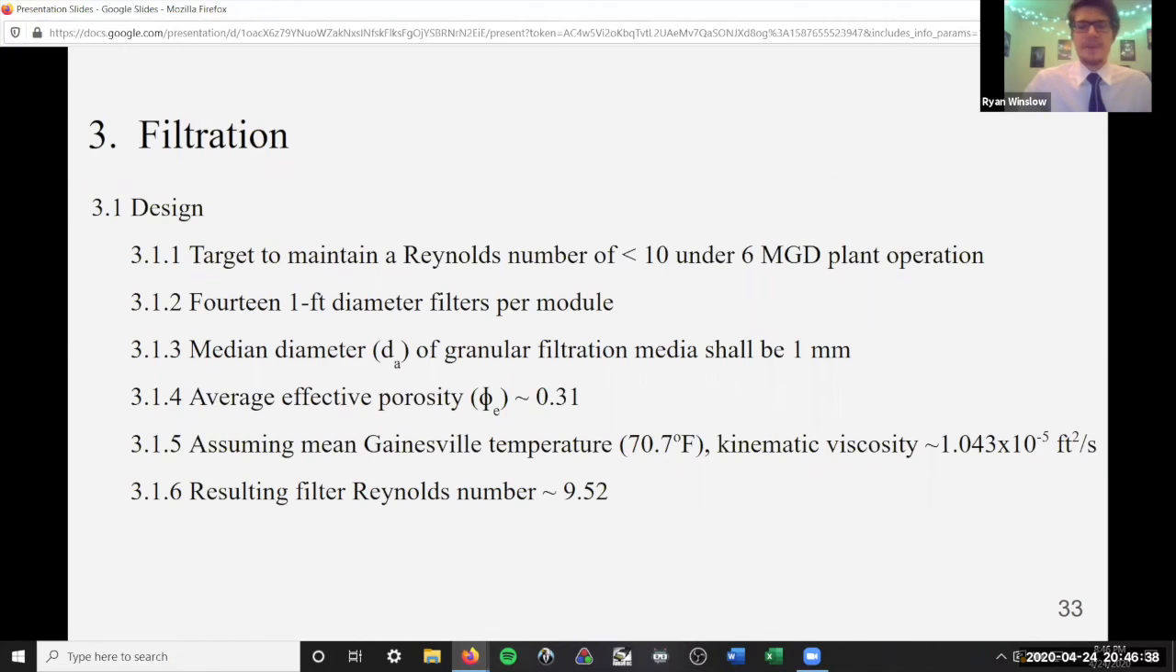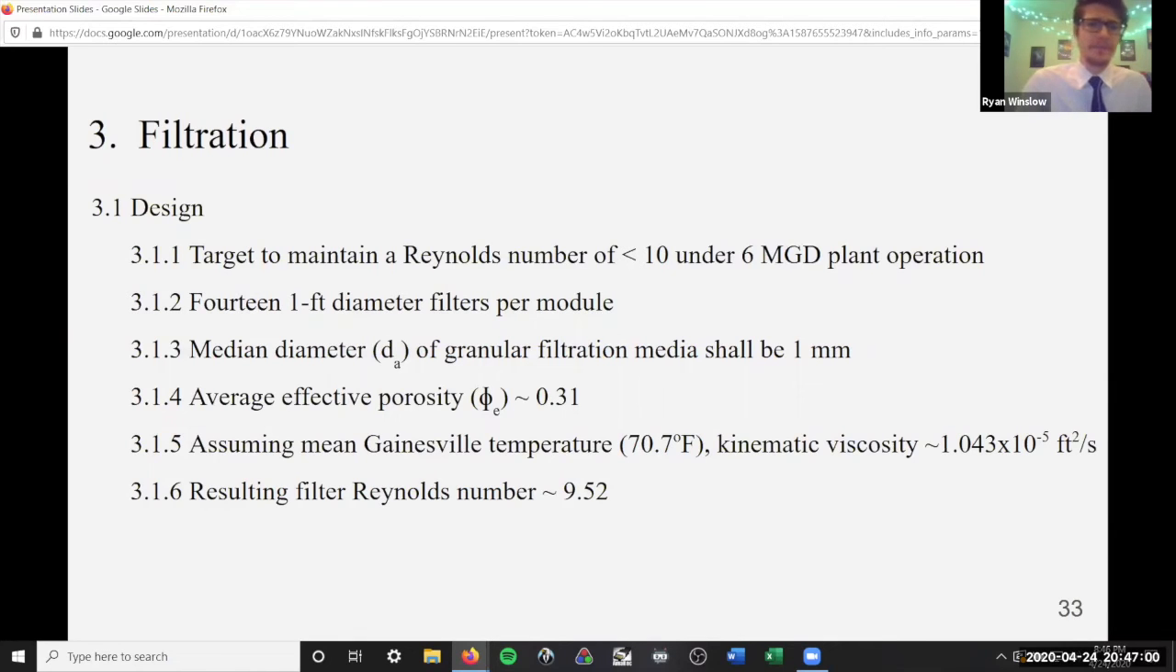The filters are to remove the photocatalyst substrate from the solution, and they will be designed to reach a target Reynolds number of less than 10, under 6 million gallons per day of inflow. To achieve this, 14 1-foot diameters will need to be installed per module. The median diameter of the granular filtration media will need to be around 1 millimeter, which is that of a coarse sand.